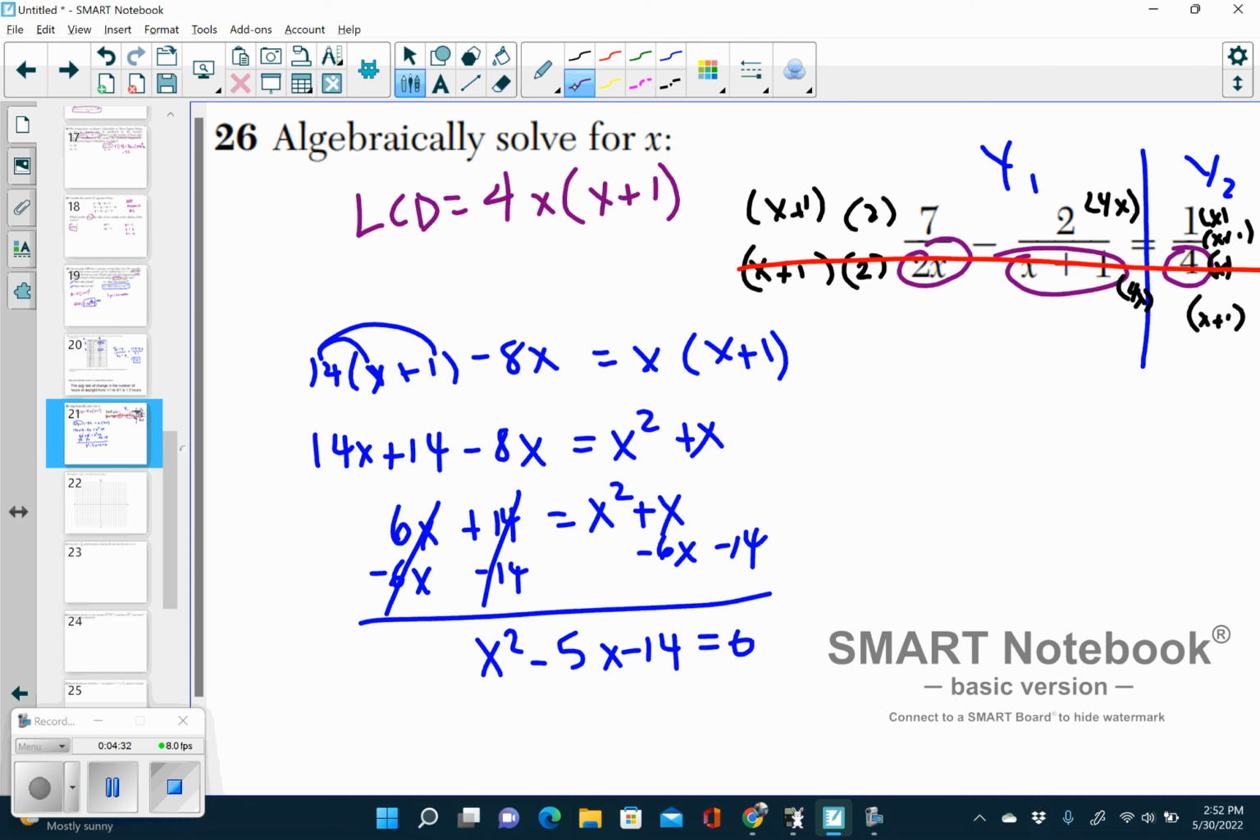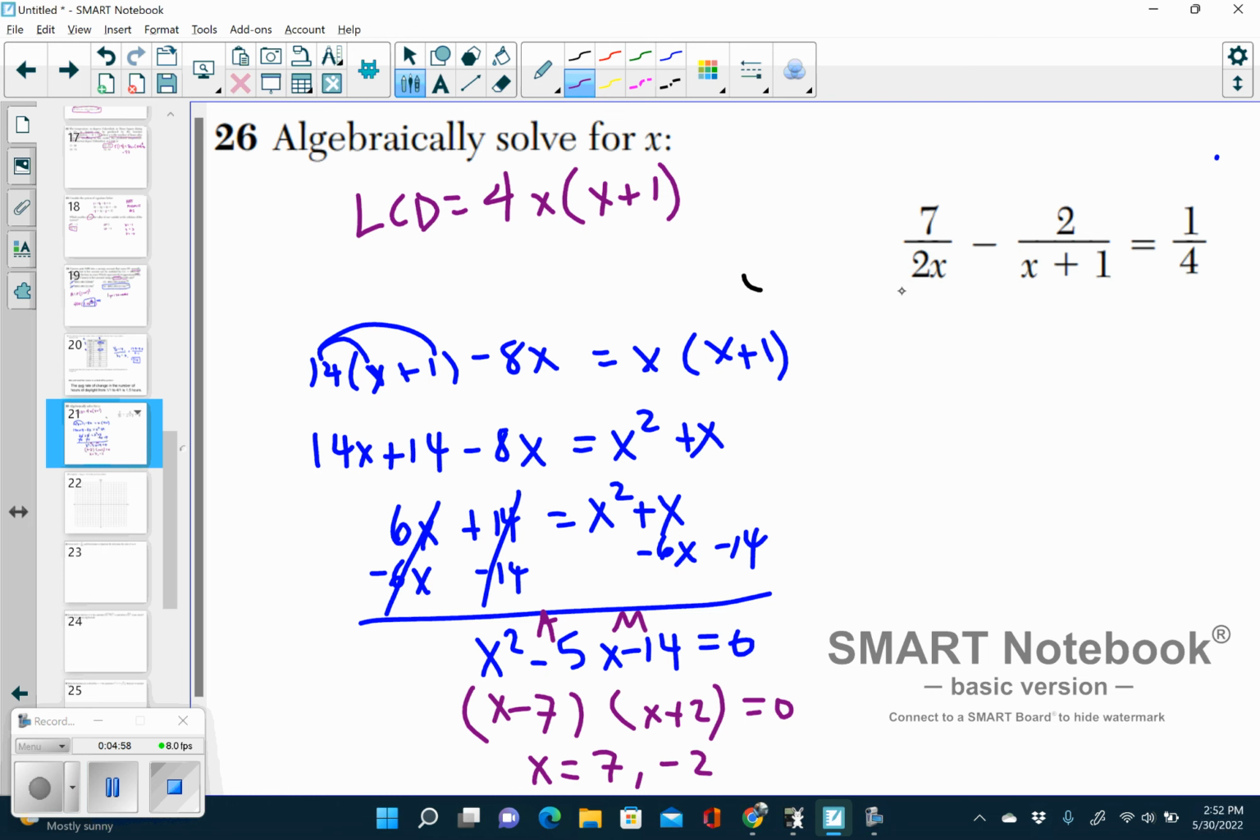AM method comes in handy here. Two numbers that add to be negative 5 and multiply to be negative 14. So 7 and 2. So x minus 7 and x plus 2 equals 0. I just need to switch the signs, so I get x is equal to 7 or negative 2. And then I need to check it by plugging it back in. If I do that, none of these denominators are going to give me 0. Plug in 7, that's valid. Plug in negative 2, that also gives me valid answers. So both of my answers are valid to go.